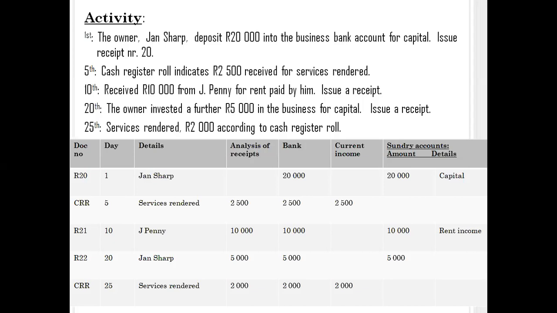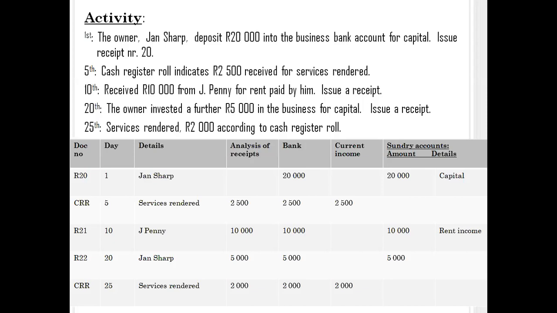Received 10,000 Rand from J. Penny for rent paid by him. Issued a receipt. So let's look at the details. We've got the date, the 10th. The amount, 10,000 Rand. We've got the name of a person, J. Penny. It is for rent that you receive the money. So it's a rent income transaction, and the source document is a receipt.